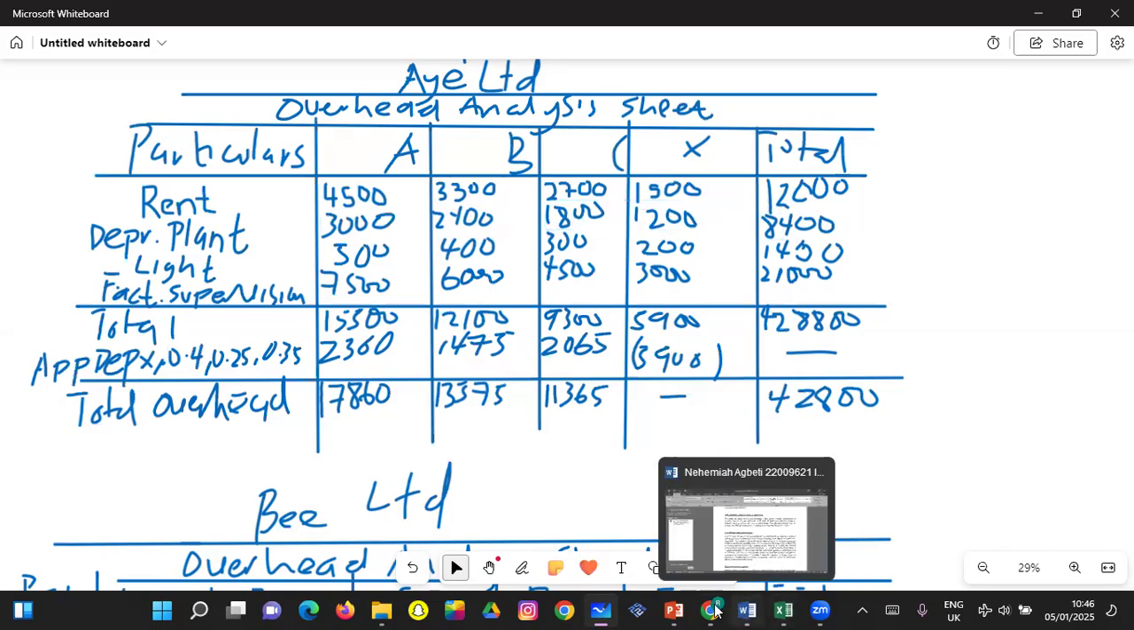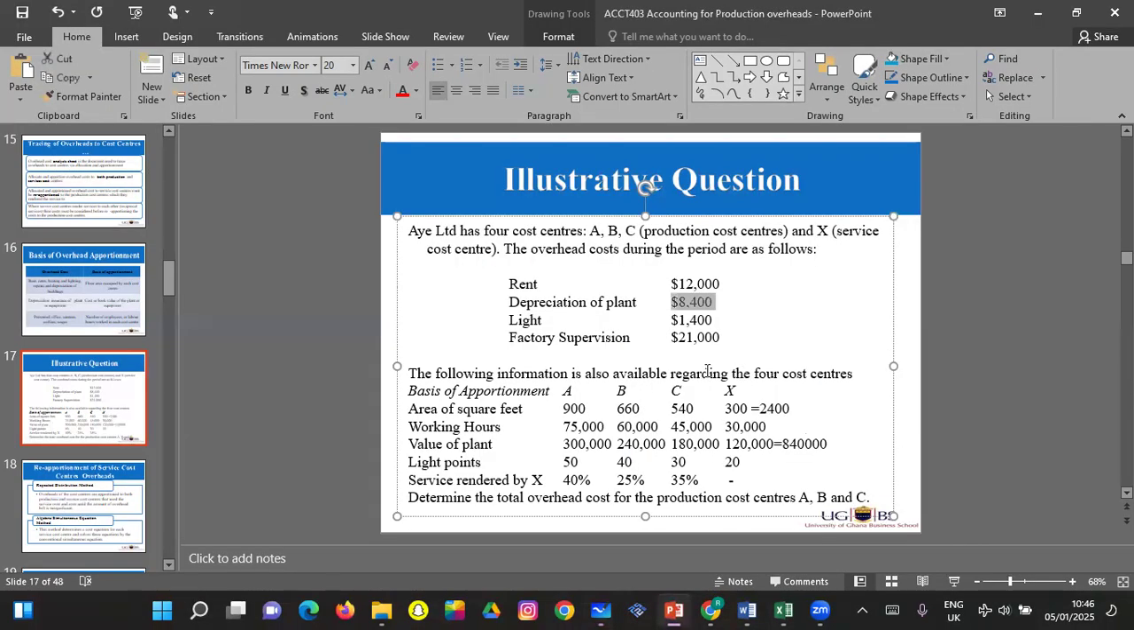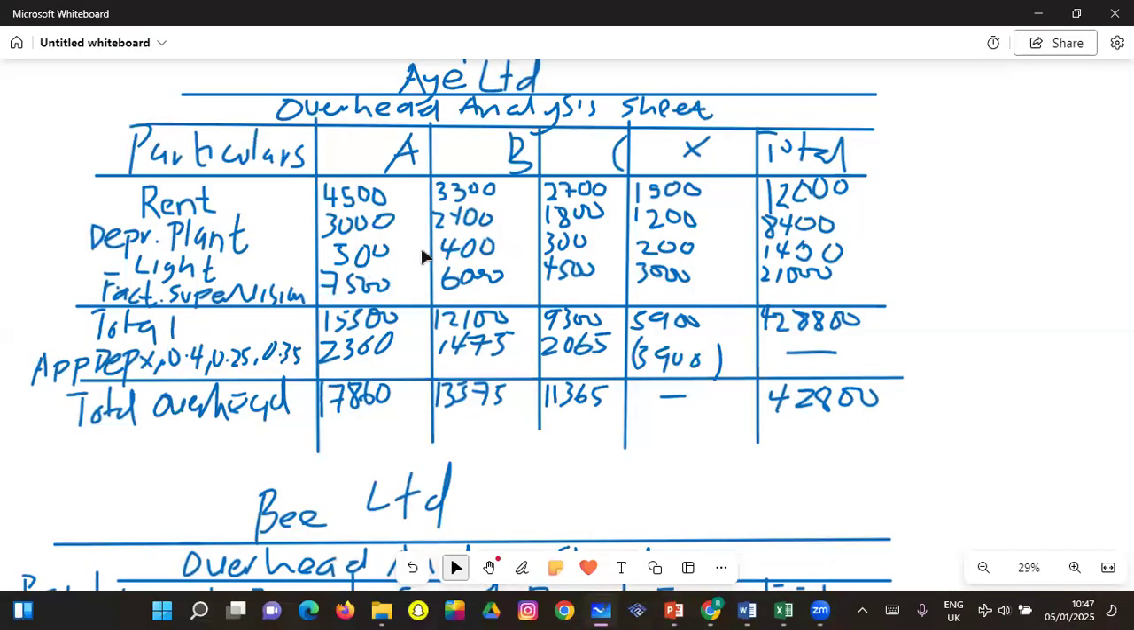You are going to do the same thing also for light. Light is based on the light points. So we have 40, 50, 40, 30, and then 20, which gives us 140. So you take 50 over 140, multiply by the light cost, and then you arrive at this when you do them individually.